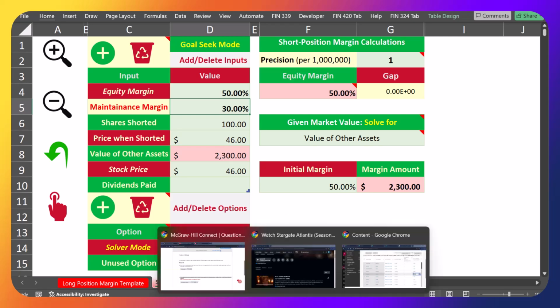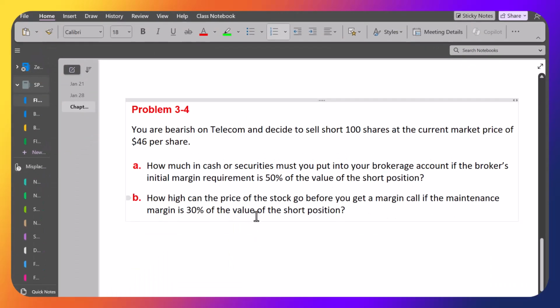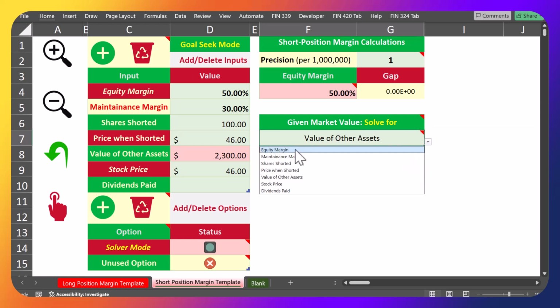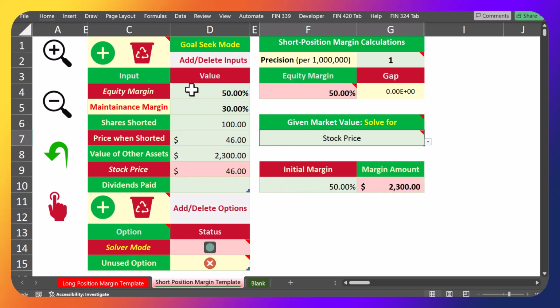Now, next question asks, how high can the price of the stock go before you get a margin call if the maintenance margin is 30%? Again, we're going to do another goal seek. I am going to make my unknown the stock price, and I want the equity margin to be 30%. So the stock price needs to get to 53.08 before you get a margin call.